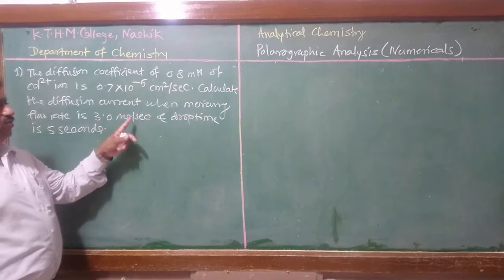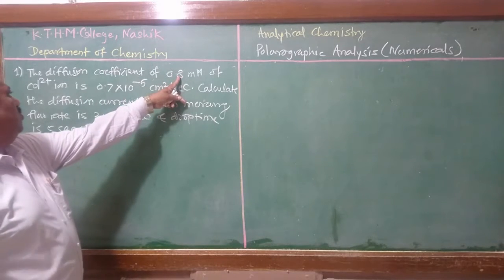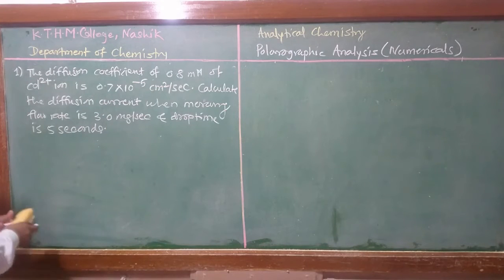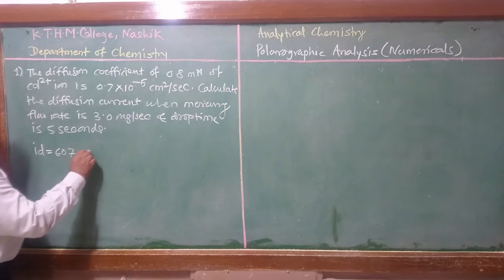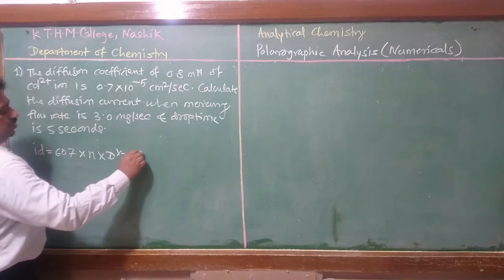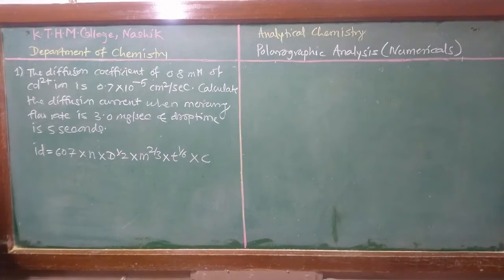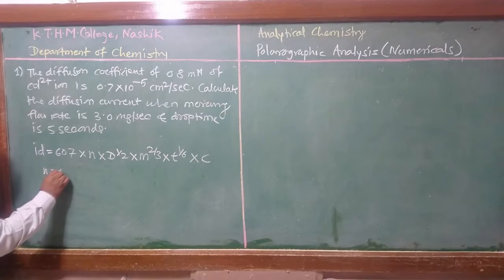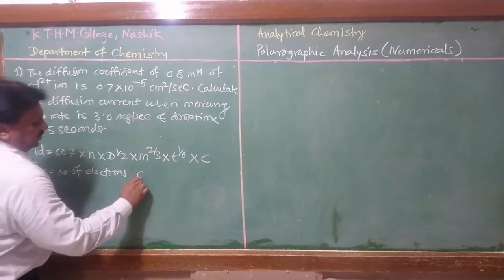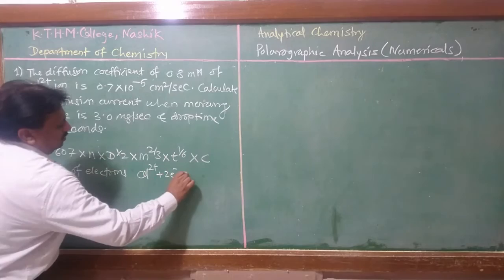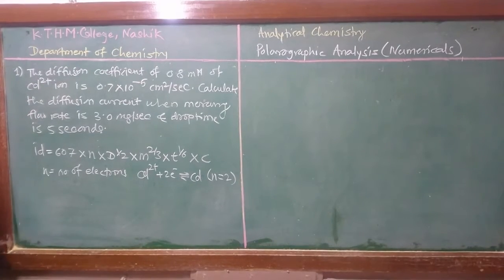In this problem, we have to find out the diffusion current shown by 0.8 millimole of cadmium 2 plus ion, and that is determined by using the Ilkovic equation, that is ID is equal to 607 into n into D raised to half into m raised to 2 by 3 into t raised to 1 by 6 into C, where n is the number of electrons involved in the redox reaction. For cadmium 2 plus, n is equal to 2.